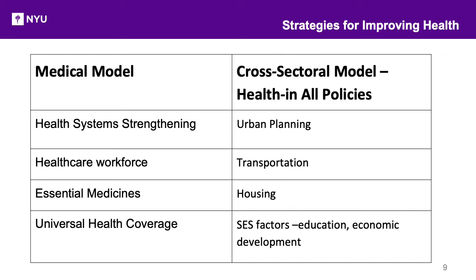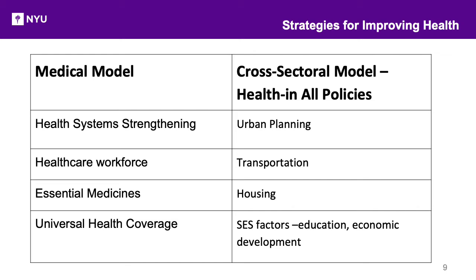Now, this model encompasses urban planning, which thinks about neighborhoods and where things are placed in geophysical space, and thinks about transportation and housing, making sure that housing is prioritized. For example, homelessness is a significant barrier to health. If individuals do not have homes, it's hard for them to adhere to medication treatment.